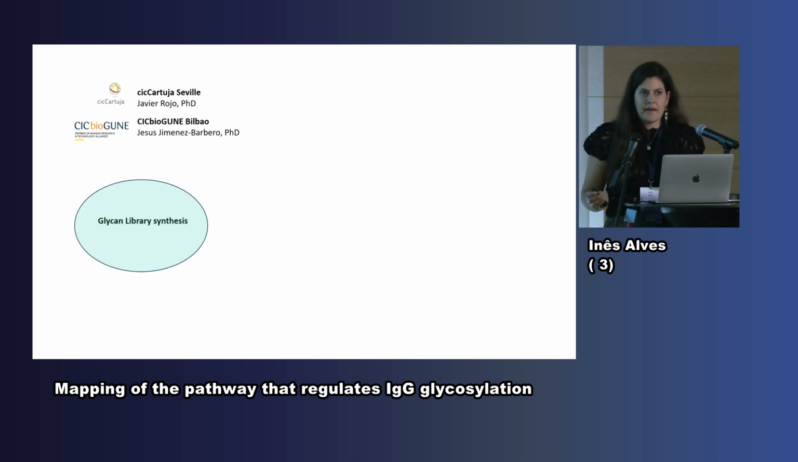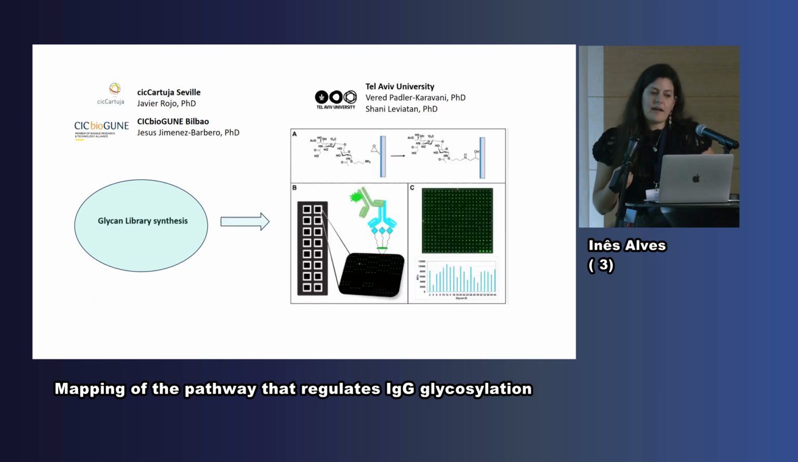In a more unbiased and exploratory approach, we came to SIC Cartuja and SIC Biogun in Spain, to these chemistry labs, and we were able to synthesize a diverse glycan library with different glycans with different valent presentations, and we printed these glycans on a glycan array with the collaboration of Padler Caravani lab in Tel Aviv.